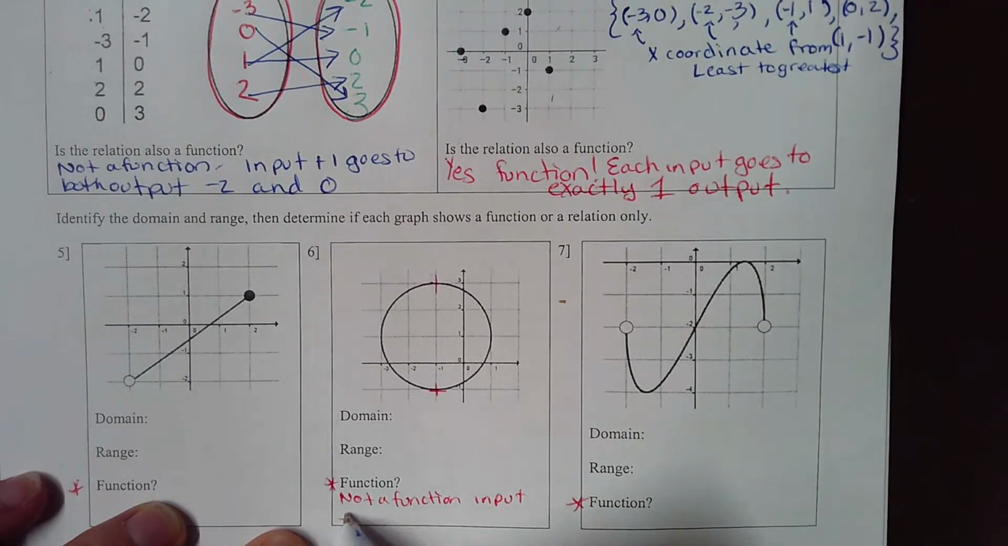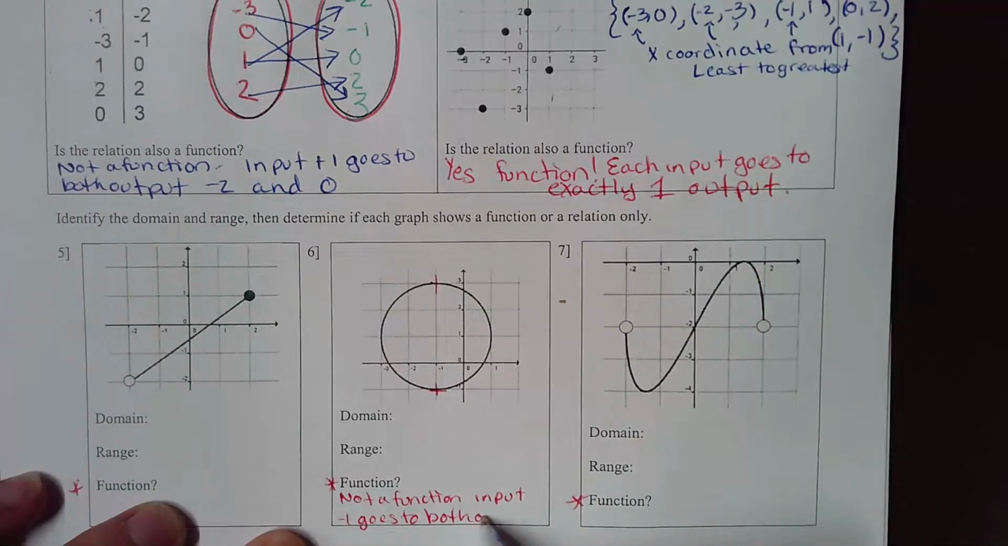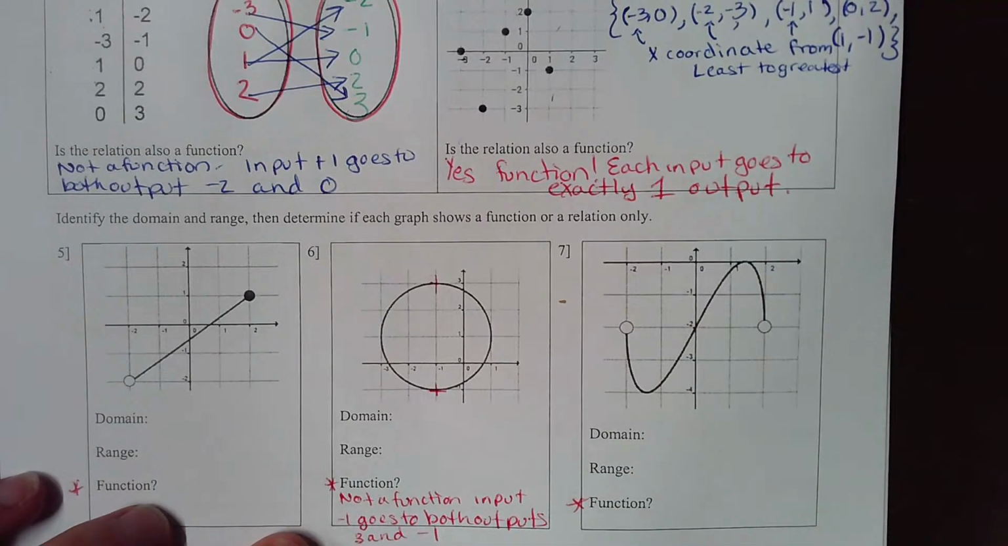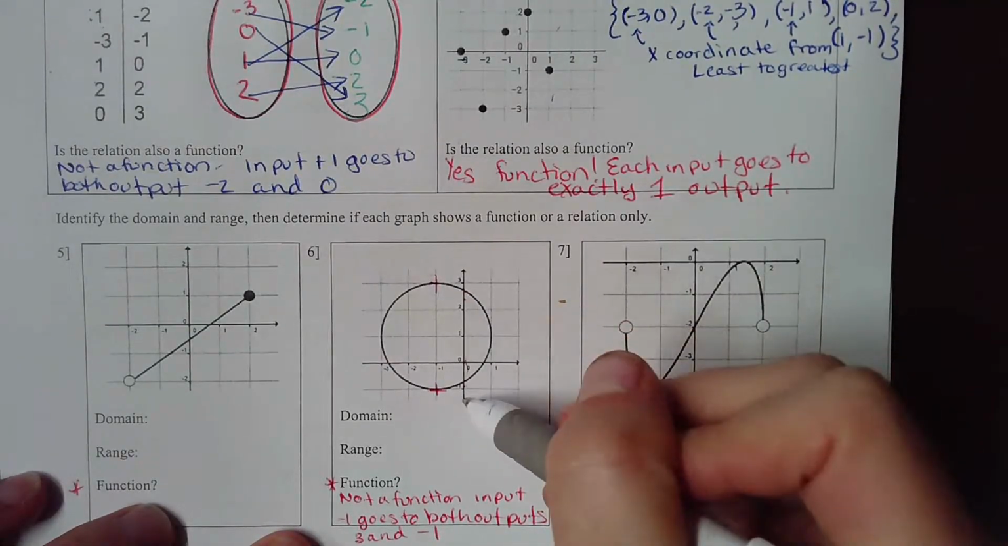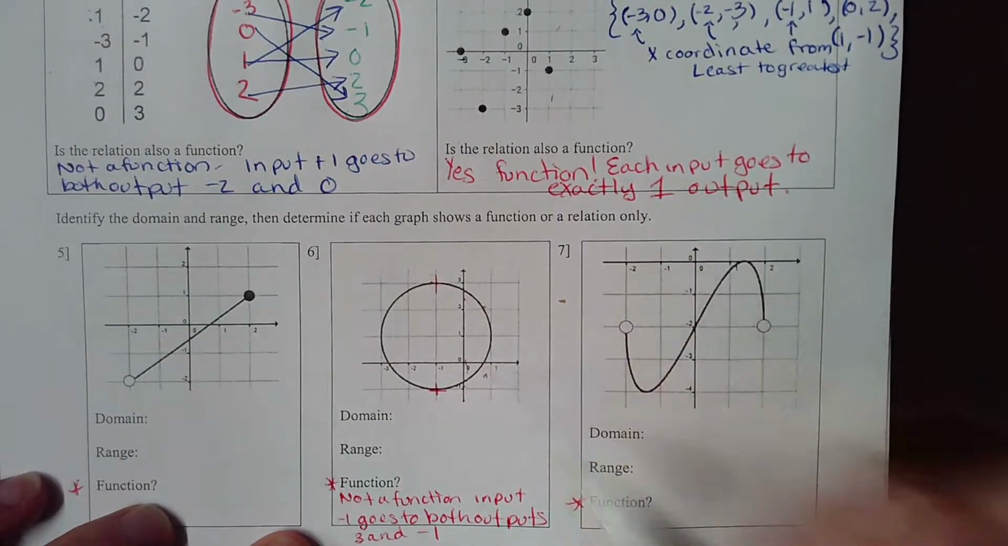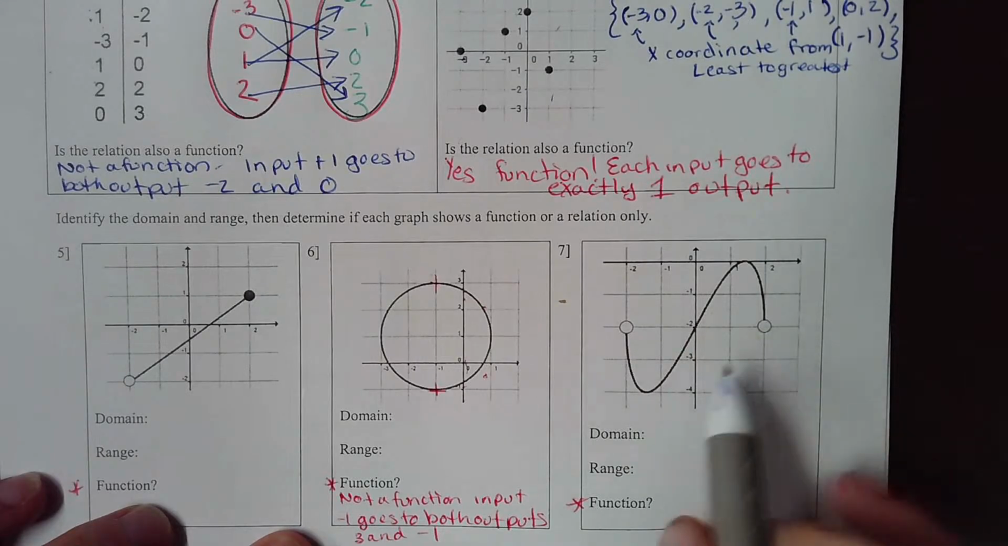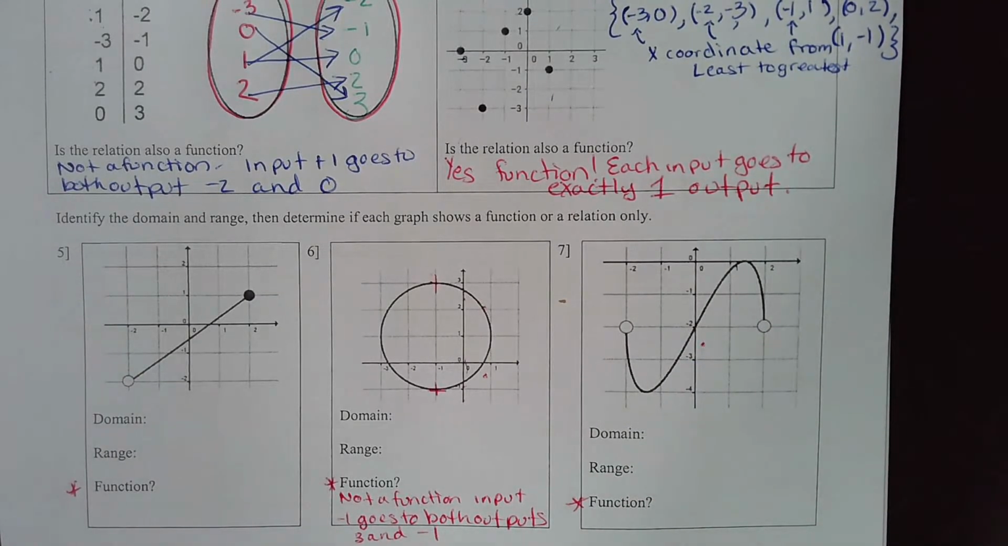Input -1 goes to both outputs, 3 and -1. Could you have chosen other points? Absolutely. You could have chosen those 2 and estimated, those 2 and estimated, but that's a little hard. This one is also a function.